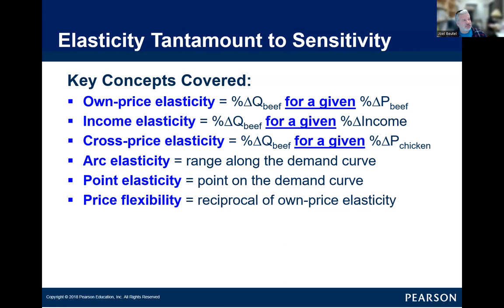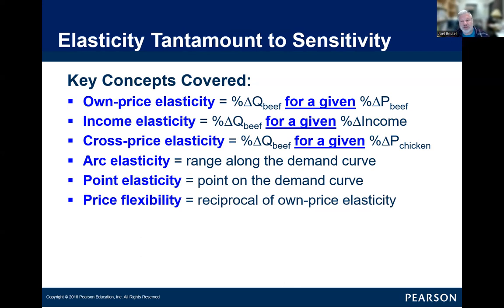So some of the key concepts covered, we're going to cover own price elasticity, which is just the change in the quantity of beef consumed for a given change in price. So we're going to say how sensitive is quantity demanded to a change in price, right? So I'll give you an example. If beef goes from $5 to $2 a pound, do you think more people are going to purchase it? The law of demand says yes. As price goes down, quantity demanded goes up, right? So this is just how we're going to measure this.